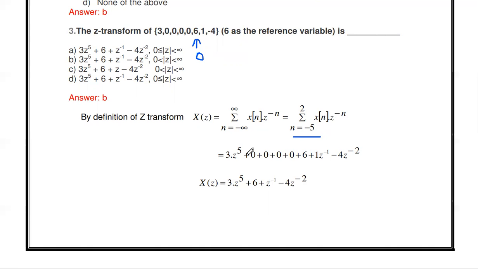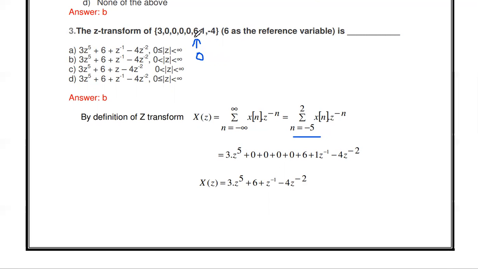Then plus, put n equal to minus 4. So x of minus 4 into z power 4. What is x of minus 4? 0. So that's why I am simply writing 0. Then similarly put n equal to minus 3, at that time also 0. Then for n equal to minus 2, 0. N equal to minus 1 is also 0. So 4 zeros we have to put.